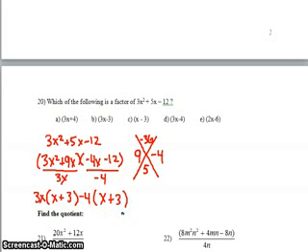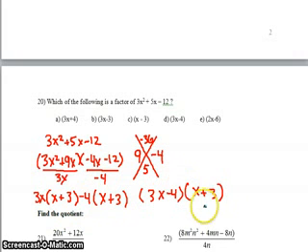So now our factors are 3x minus 4 and x plus 3. And you can see that the answer is D. And that is number 20.